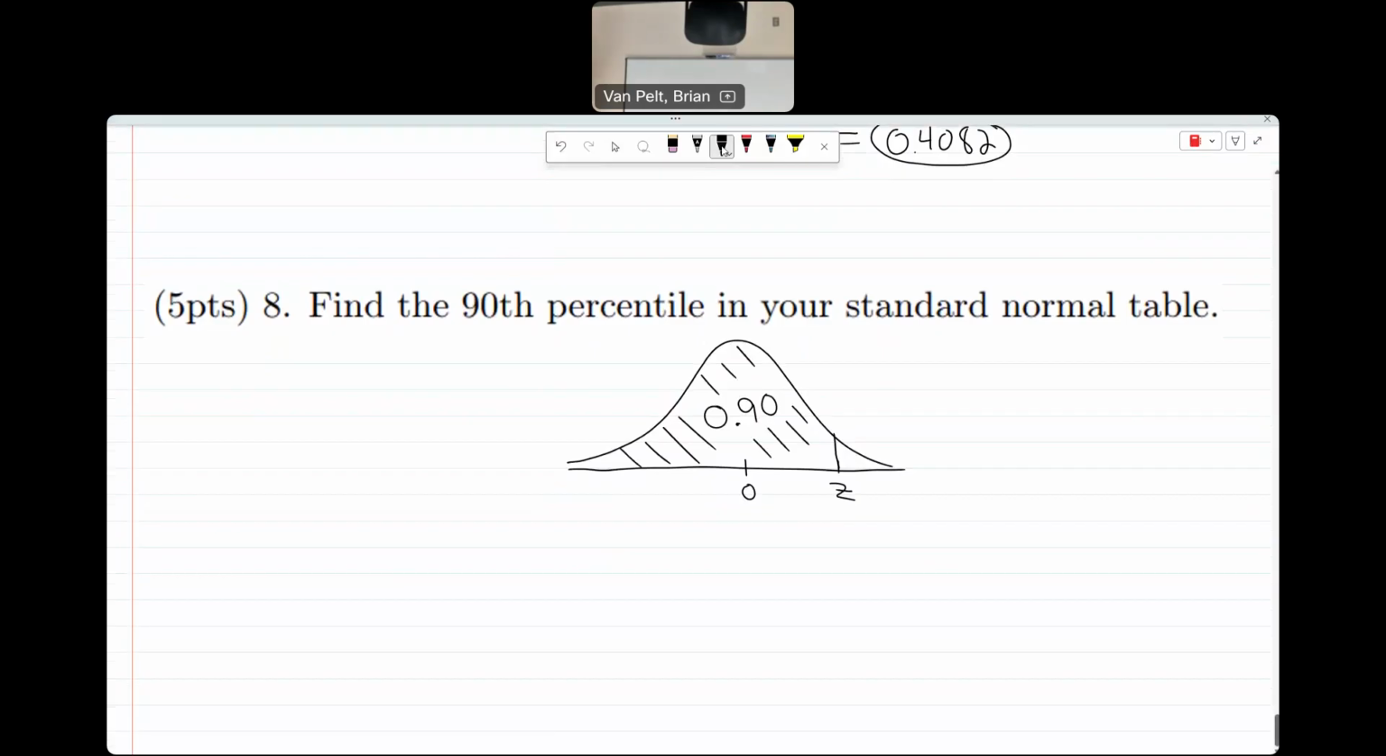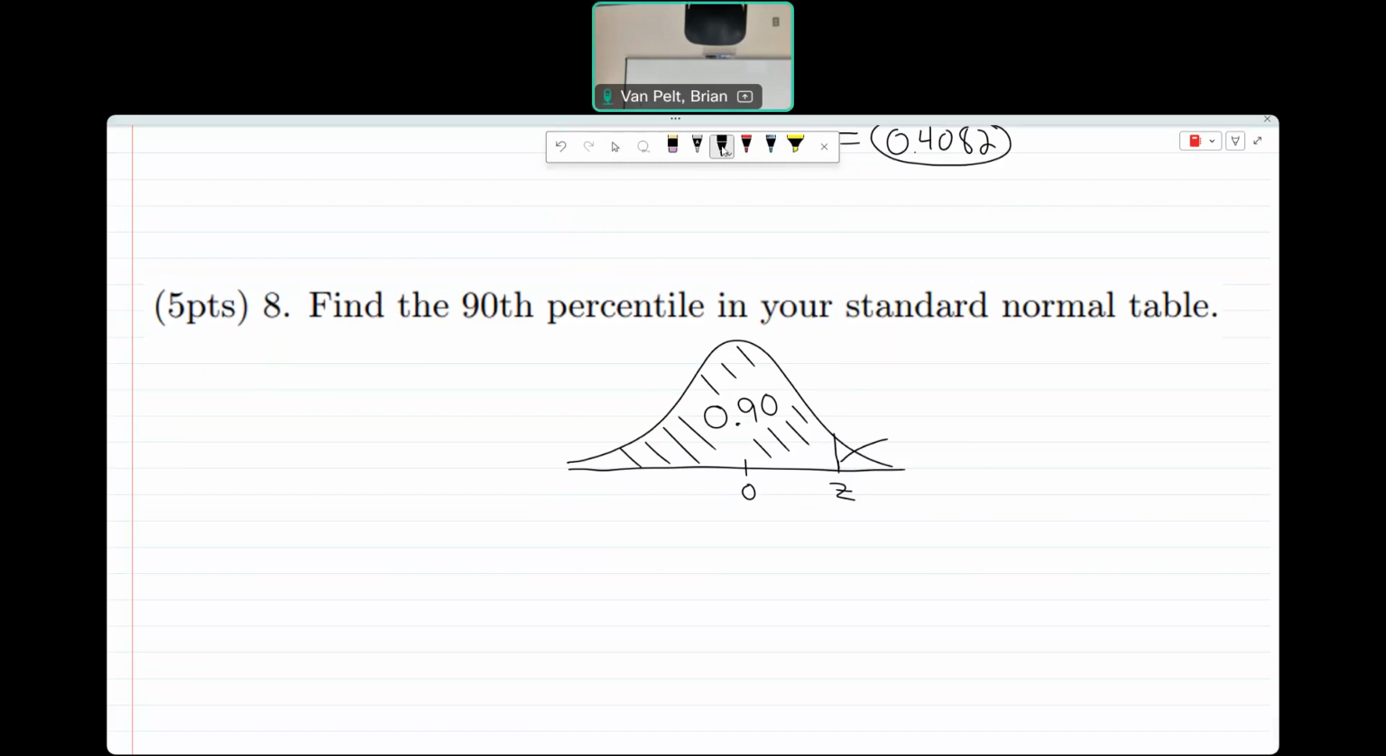So this is what we're talking about. We want that z-score that cuts off 90% of the data. That means out in this little land out here, how much is out there? How much is in the little white area? Oh, I'm stupid. I don't need to look up any later.